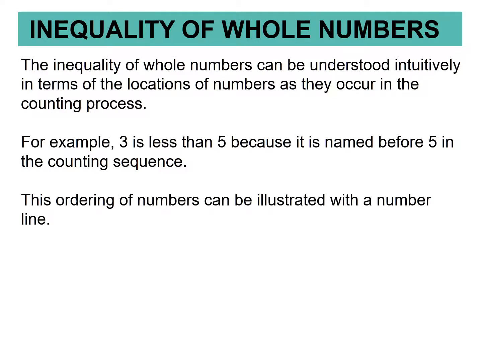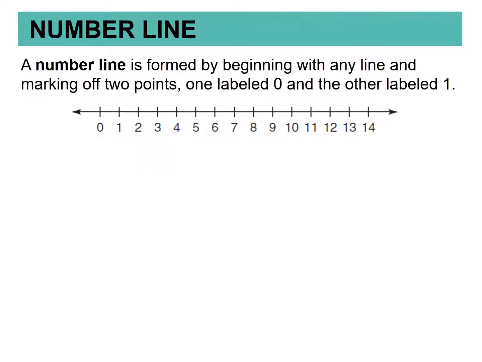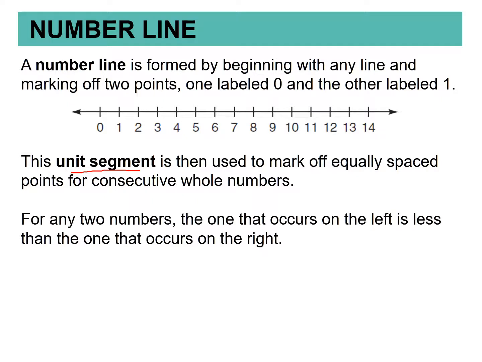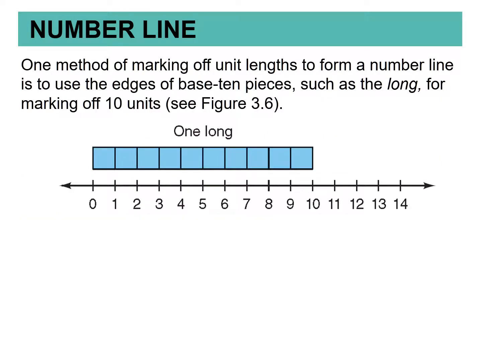Okay, so we can picture ordering numbers with a number line. So here's a number line. Okay, and we're only talking about whole numbers, so let's just look at the whole number part 0, 1, 2, and we know there's more down here on this end, but we're not going to worry about that. Okay, so then we take a unit segment and mark off equally spaced points for each consecutive whole number. If a number is on the left of another number, then it's less than that number.